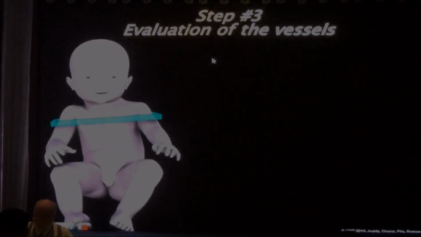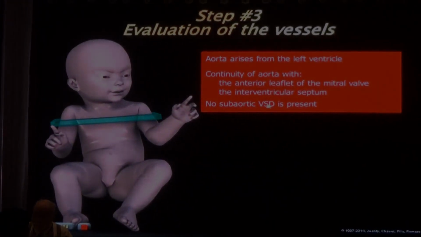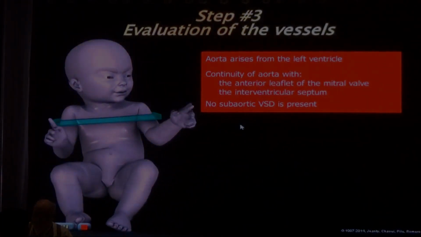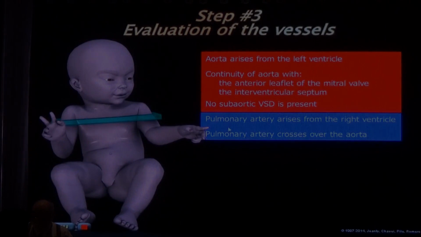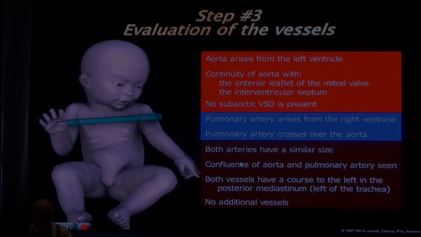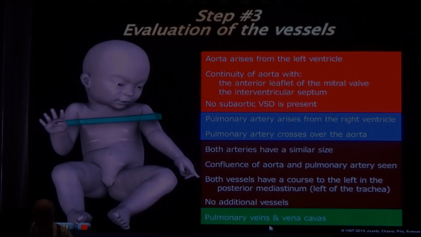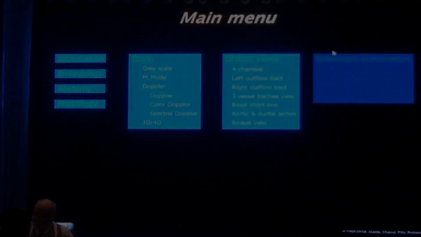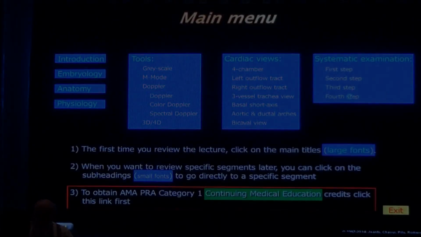So in step 3, what we did is first look at the aorta, all the landmarks of the aorta, then look at the pulmonary, see that it crosses the aorta and then has the same size. Then we look at the comparison between the aorta and the pulmonary, and finally we look at the pulmonary vein. Okay? With that, you have a complete examination of the heart. Now, I have a 4th step, and the 4th step is much, much longer, and I'll give you just the first few minutes of it.